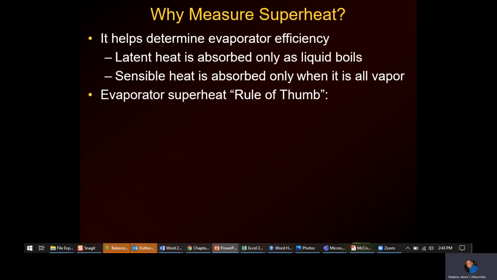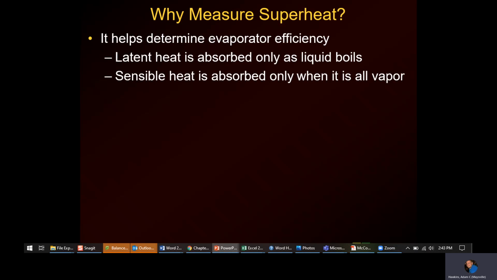So why do we measure superheat? Well, a few different reasons. One, it helps us to determine how efficient the evaporator is running in the first place. It tells us how much liquid or evaporating refrigerant is going through a latent change. And that's where all the work's done, right? The evaporator does most of its work while it's evaporating refrigerant, not after it's evaporated.